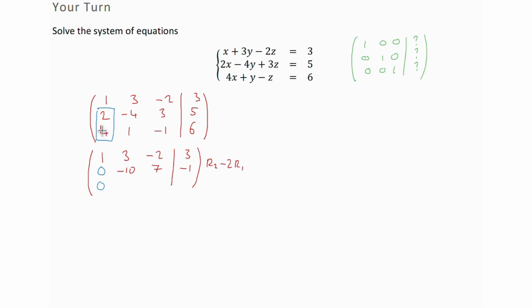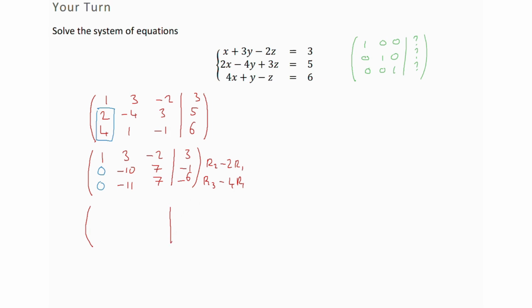And then for this one, I'm going to do row 3, take away 4 lots of row 1. I could have done 2 lots of row 2, that would also have worked. Give me 0 here. 1, take away 12 is negative 11. Negative 1, add 8 is 7. And 6, take away 12 is negative 6.